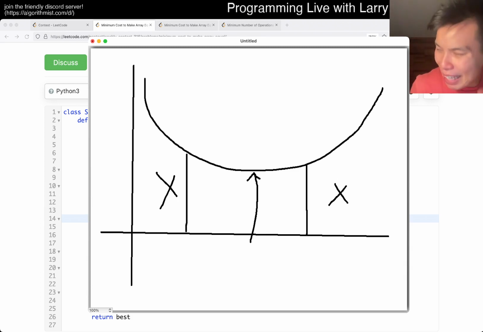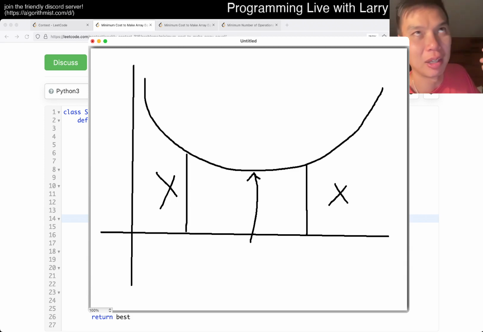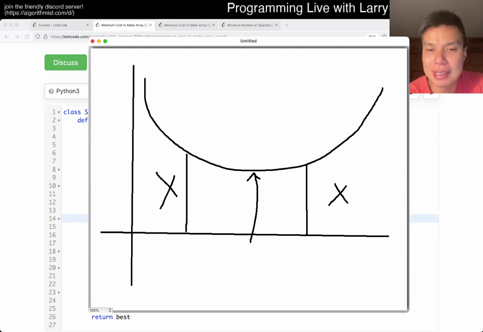I had some issues with the implementation, but that was basically because I was thinking too much binary search. So I definitely had some issues with the implementation, but that's basically the idea. And I remember this idea during the virtual contest, and that's how I was able to implement it from scratch.